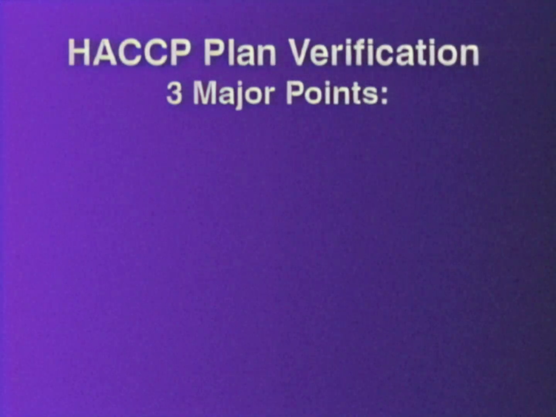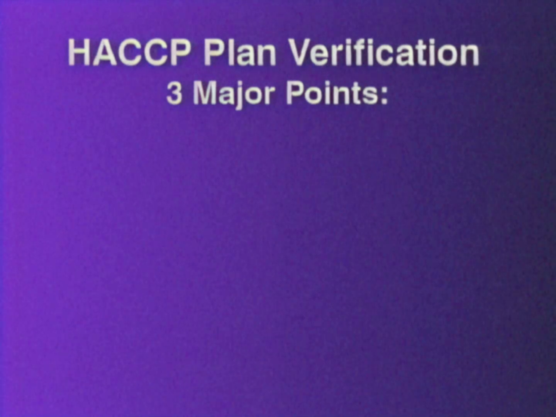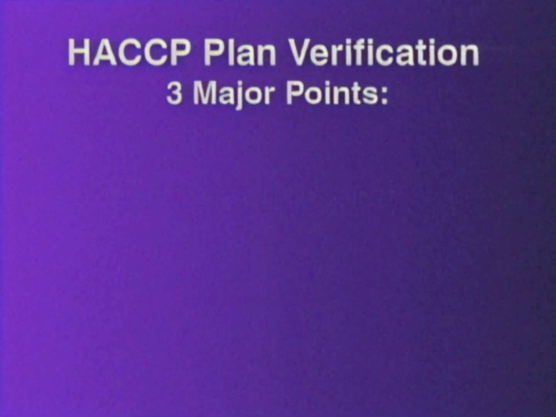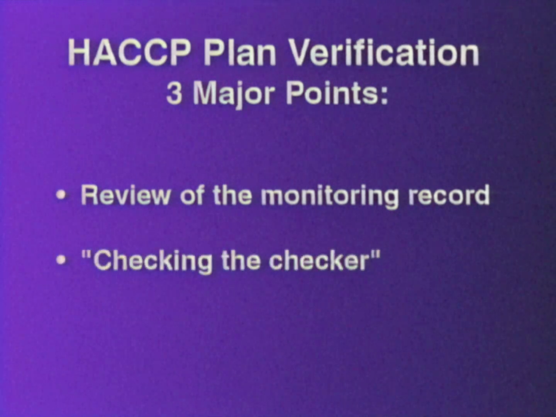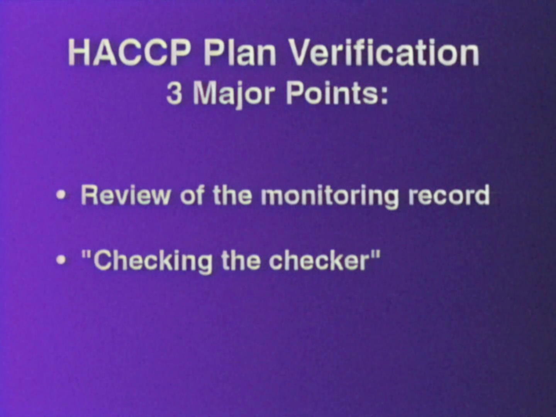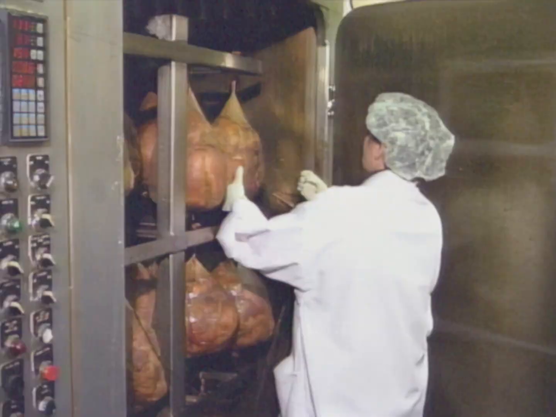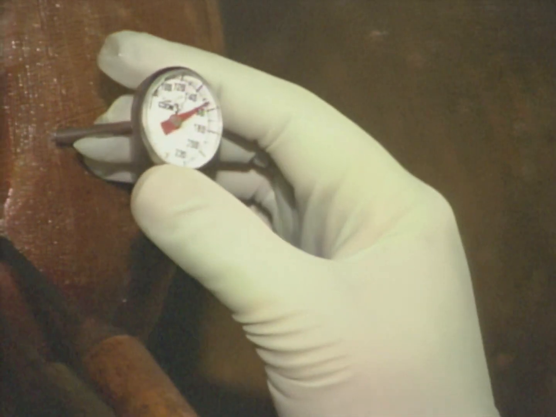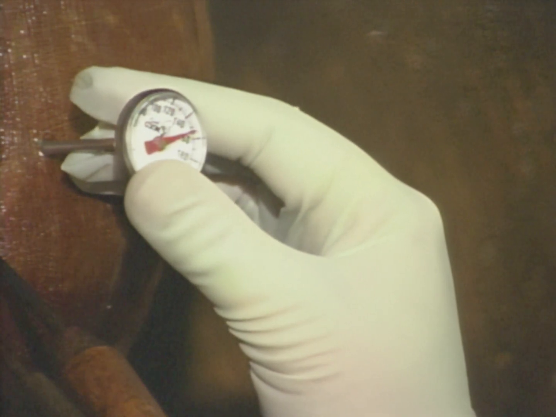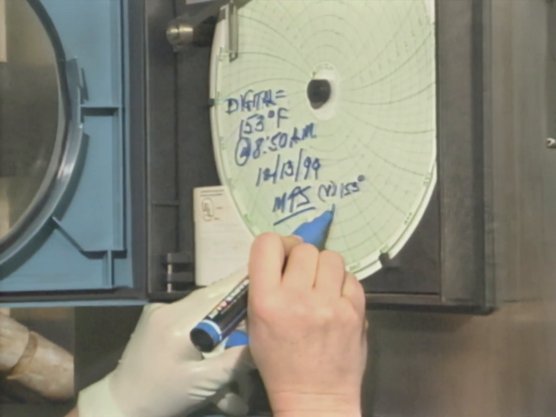Verification is to a HACCP plan what monitoring is to a CCP. The major points of HACCP plan verification include review of the monitoring record, review of the person doing the monitoring or checking the checker, and verification of instrument accuracy. Another employee verifies the accuracy of the 2 internal probes by checking the internal temperature with a 3rd thermometer, and she records this 3rd temperature on the recording chart.